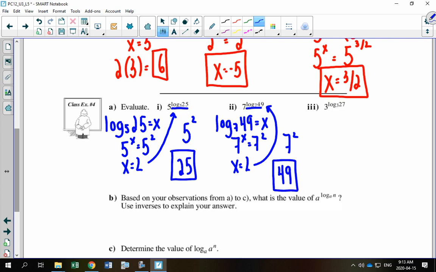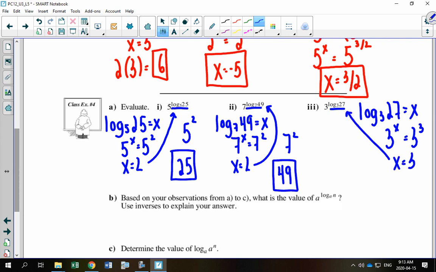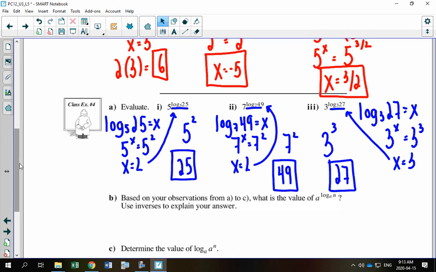Okay, and third one here, same thing. So log 3, 27 equal to x. 3 to the power of x is 3 to the power of 3. So x is 3, which again is just the exponent. So then it's 3 all to the power of 3, which is 27. So in those 3 examples, what did you notice? What is the value of a to the power of log a of n? Use inverses to explain your answer.